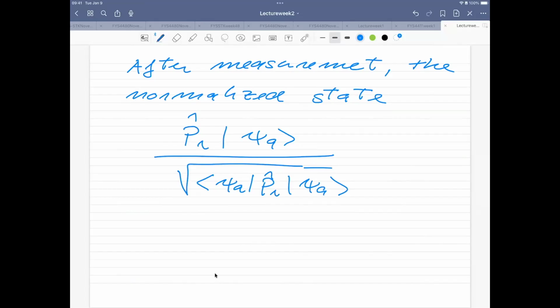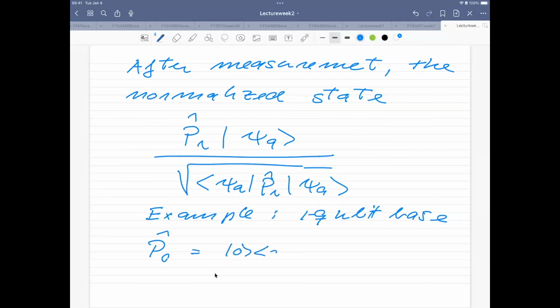So let's look at an example with the 1 qubit base. I'm simply using the 1 qubit base simply because it's easy to do in the lectures. I can do 2 qubits, but then there are more matrices to deal with. So the basic principles, if you have understood this one, then you know exactly what's going to happen if you have 2 qubits and 3 qubits, etc., etc.